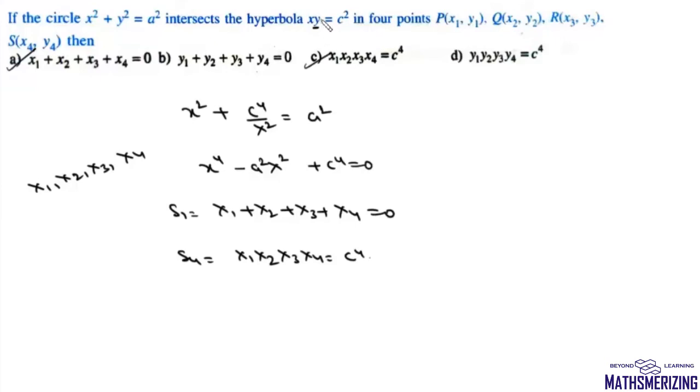Now we'll try and find the equation of y. Since x and y are symmetric in the equation, we'll end up getting the same equation. So this situation will be the same for y also. So for y also, we'll get the same equation, which is y to the power 4 minus a square y square plus c to the power 4 equals 0. So in that case, options B and D, they'll also be correct.